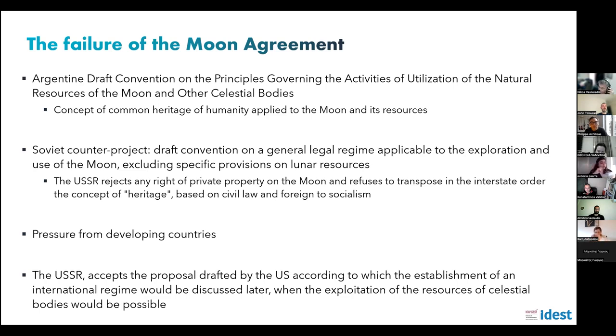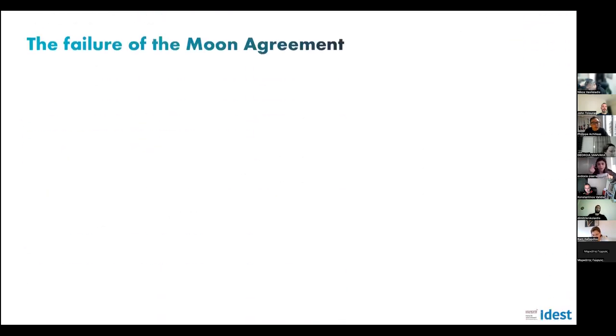So the deal is to say, we adopt a treaty, including the concept of common heritage of mankind, but we will discuss later on the concrete organization of the exploitation of the resources. So the text has been signed, not by all, but at least the text has been adopted.